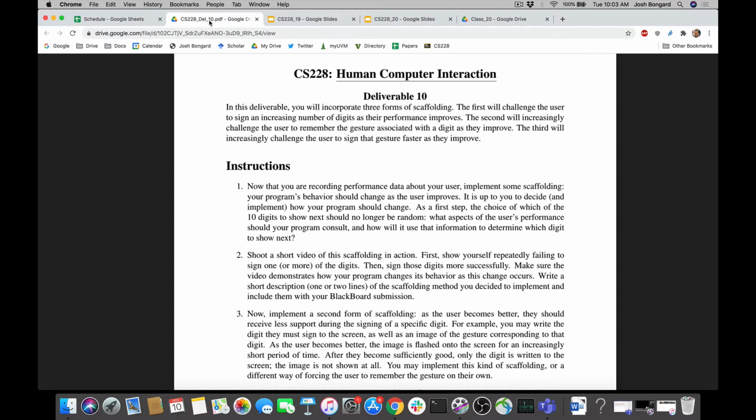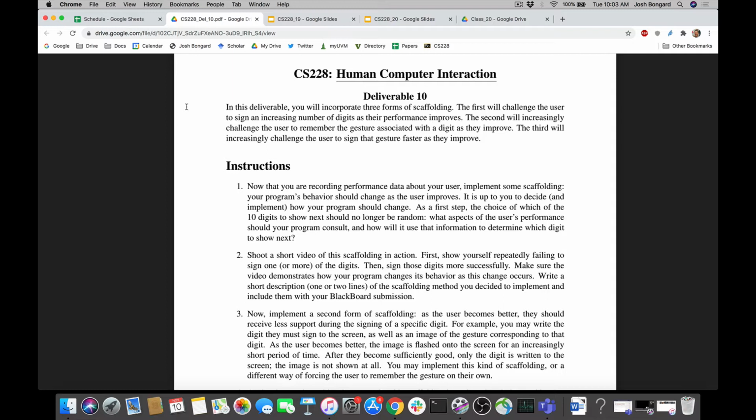So you're implementing 3 different kinds of scaffold this week, and the way in which you implement those scaffolds is up to you. So each one is up to you. You're going to be figuring out how to apply it, and then writing up a 1 or 2 sentence description of it that you're going to be submitting along with your video that demonstrates that scaffold in effect, and it's also going to demonstrate the gradual removal of that scaffold as the user signals more competency.